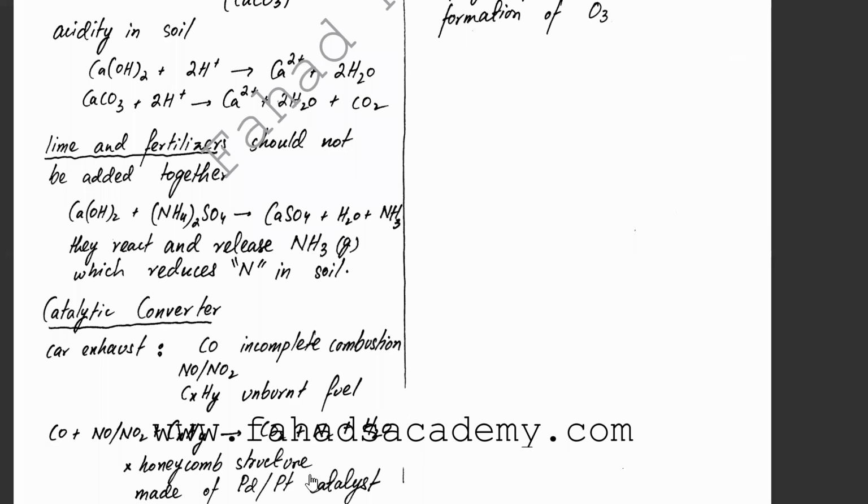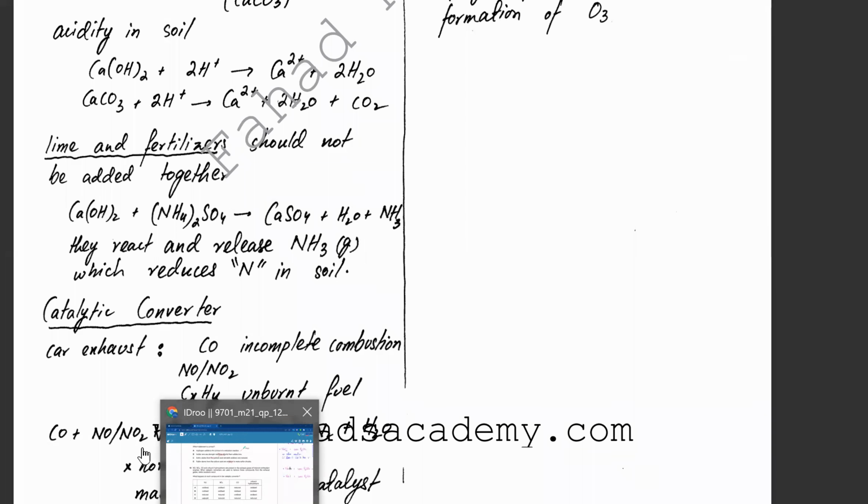They're a honeycomb structure made of palladium or platinum catalyst. They're present in the car exhaust because the car exhaust has lots of unburnt hydrocarbons like fuel. Nitrogen and oxygen in the air heat up and burn and produce oxides of nitrogen, which are poisonous and also cause acid rain. And then you've got carbon monoxide, which is very poisonous.